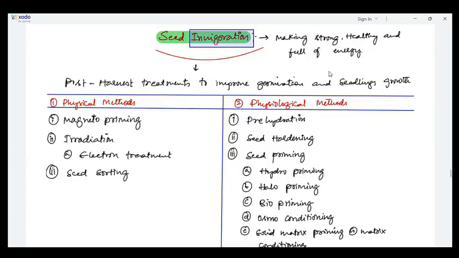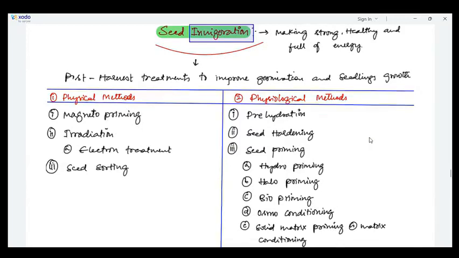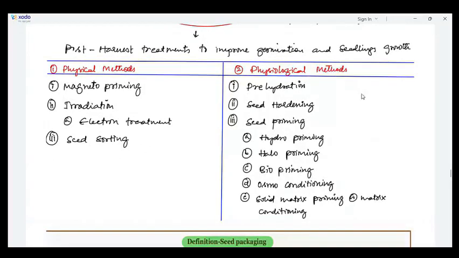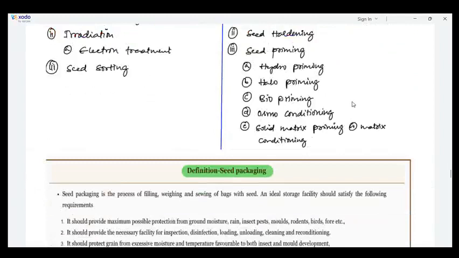Next, we have physiological methods, which are pre-hydration or seed hardening. Seed hardening is nothing but simultaneous wetting and drying of seeds. Seed priming is a similar kind of method, where we follow hydropriming, halopriming, which uses salt, biopriming, osmopriming, which uses osmotic agents, and solid matrix priming. So these are the methods we usually follow for seed treatment in seed invigoration.